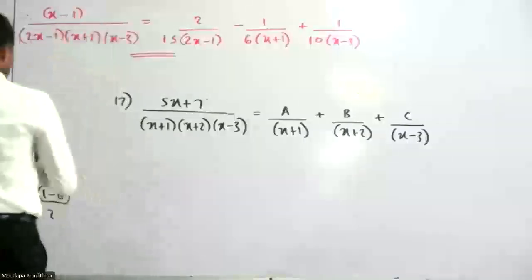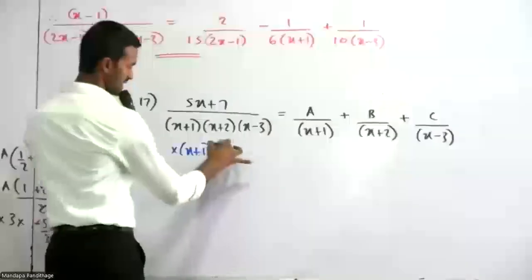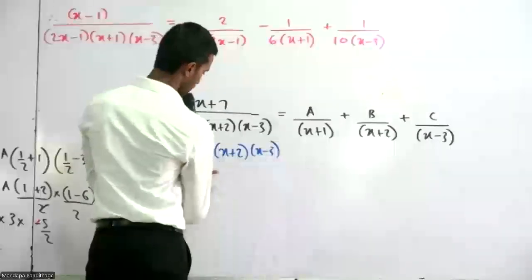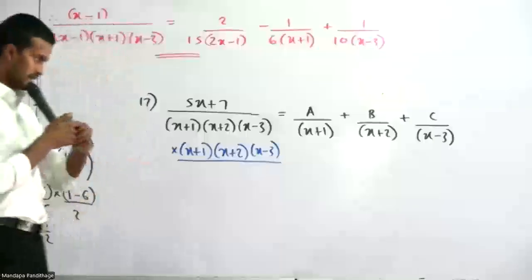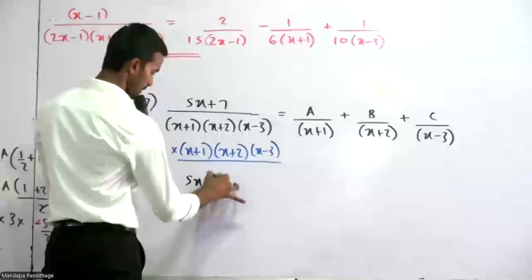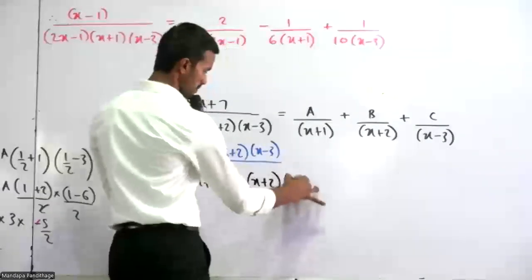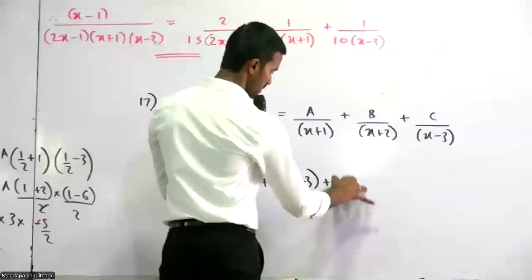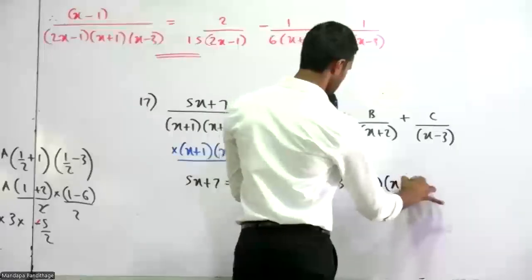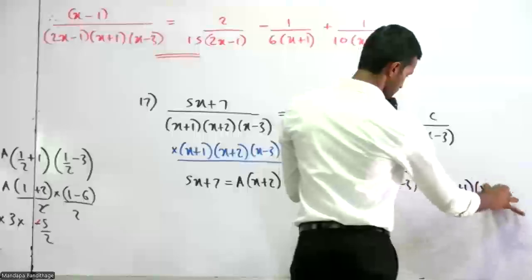Okay, let's multiply by x plus 1, x plus 2, x minus 3. So 5x plus 7 is equal to a times (x plus 2)(x minus 3), plus b times (x plus 1)(x minus 3), plus c times (x plus 1)(x plus 2). Clear?